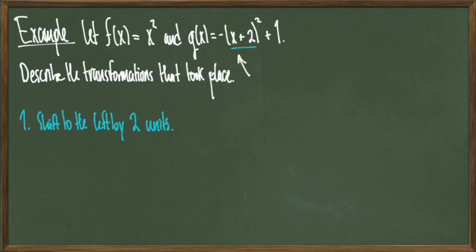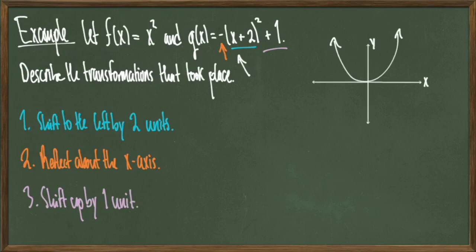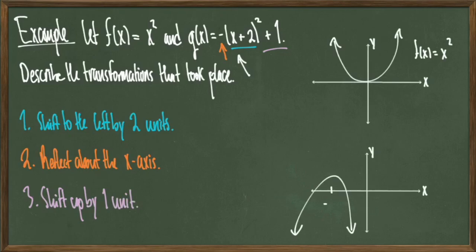I have this x plus 2, which is an indication of a left shift by 2 units. I have my multiplication of -1, which is indicative of a reflection about the x-axis, or rather a vertical flip. And then I have an addition of 1, which indicates a shift up by 1 unit. So those 3 bullet points would be my answer. I've described all the transformations that took place. And just for a visual guide, I have my parent graph f of x equals x squared at the top, and my transformation graph g of x equals -(x plus 2) squared plus 1 at the bottom.